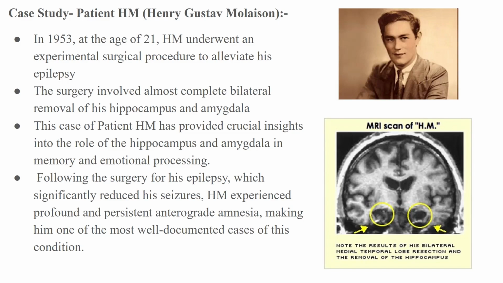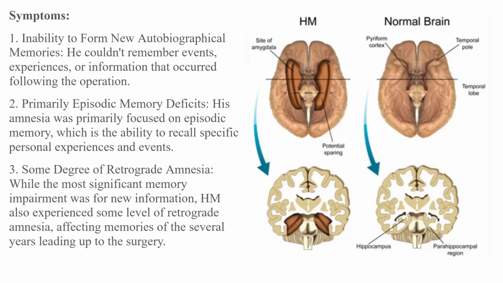So basically, he couldn't remember the address of his parents' new home, but the old address he could remember. Moving on to the symptoms. So there was inability to form new autobiographical memories. So he couldn't remember events, experiences, or information that occurred after the operation.